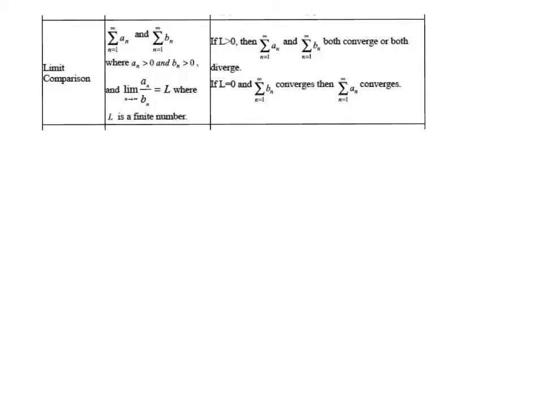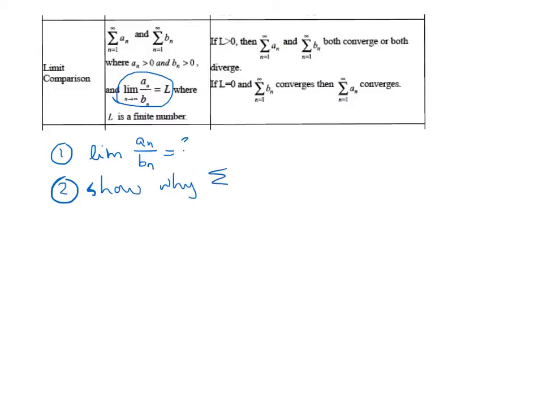So some of the important things to show on this, we will have this limit. So one of the things you'll have to show is the limit of a sub n over b sub n. Now, again, you're going to pick something. You're going to pick either an a sub n or a b sub n, and the other one will be your original. So you need to find that limit. You also need to show why either the sum of a sub n or the sum of b sub n, whichever one you picked, converges or diverges.